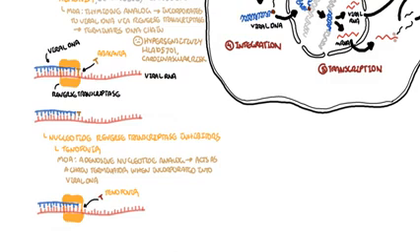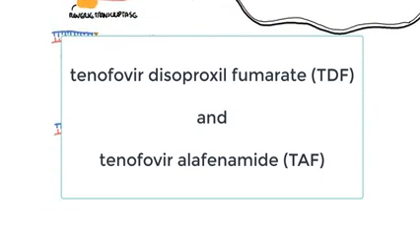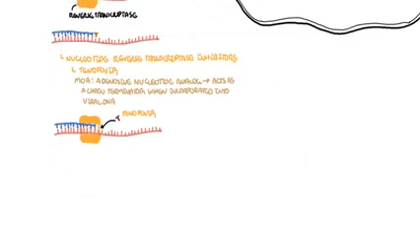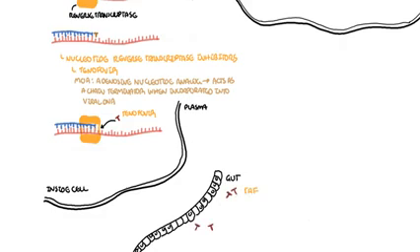Tenofovir comes in two forms: tenofovir disoproxil fumarate, TDF, and tenofovir alafenamide, TAF. TDF and TAF are oral tablets. They differ in half-life and effects on the kidneys and the bones. Both TDF and TAF are taken up from the gut when you swallow the tablet and act inside the cells to inhibit reverse transcriptase, as mentioned.